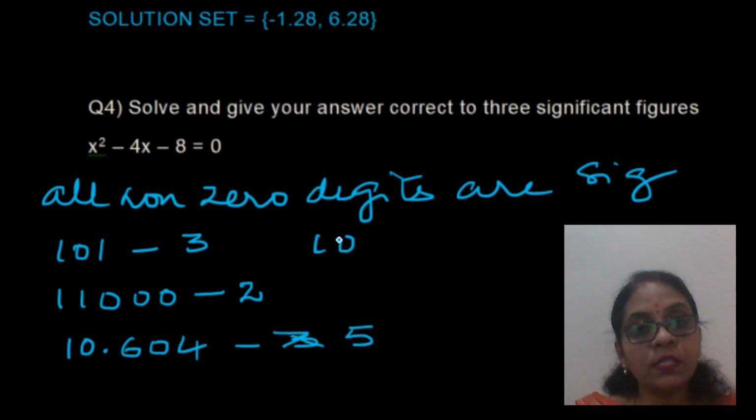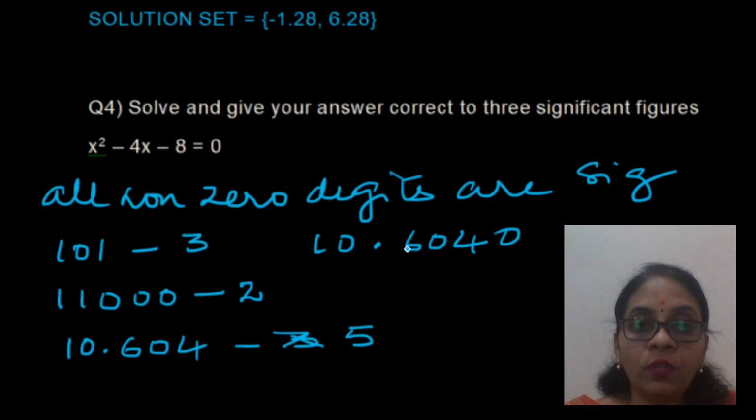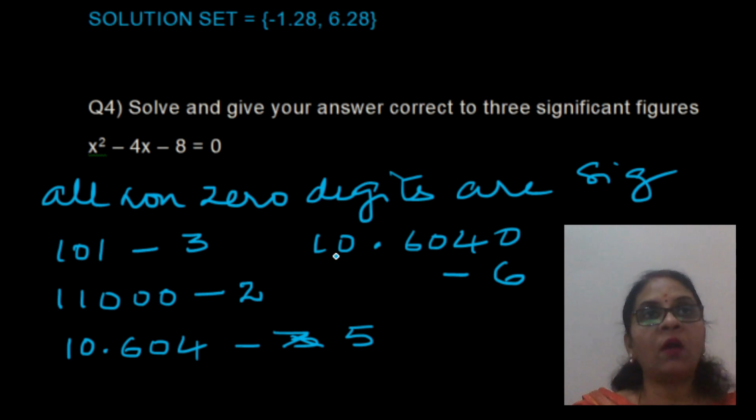Children, if it was 10.6040, remember, the 0 after a decimal number is significant. So 1, 2, 3, 4, 5, 6. The number of significant digits is 6. Please remember these rules. It's important when you round off to significant figures. So let's solve this sum now.